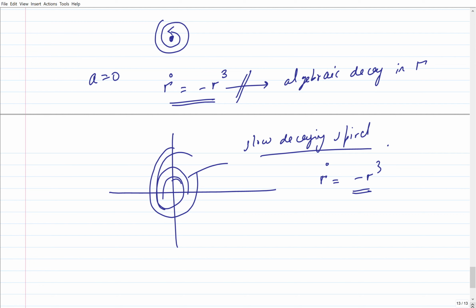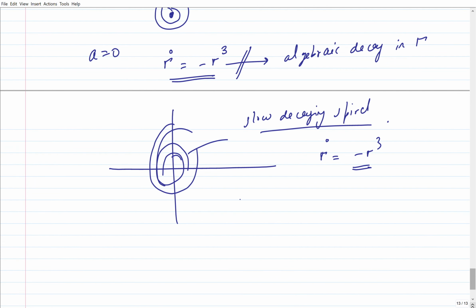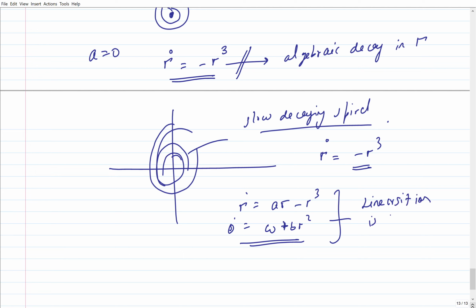And by the way, if I linearize these equations, r dot equals ar minus r cubed, theta dot equals omega plus b r squared, I think we did this, but linearization is going to predict a center, which is incorrect. We discussed that centers are fragile, and it is going to incorrectly predict a center. But you can see this is not a center.